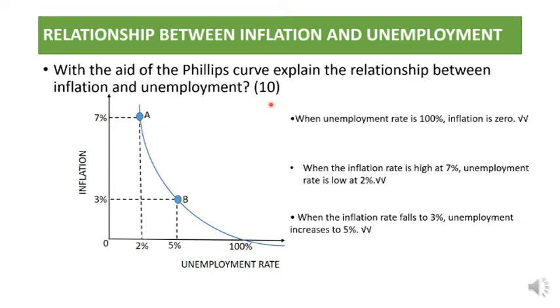But since the question is saying with the aid of the Phillips curve, explain the relationship, it means that you have to draw the Phillips curve. By drawing the Phillips curve, you get 1 mark. You also get a mark for labeling any one of the points or both. You also get another mark for being able to draw the vertical axis and label it, and another mark for drawing the horizontal axis and labeling it.